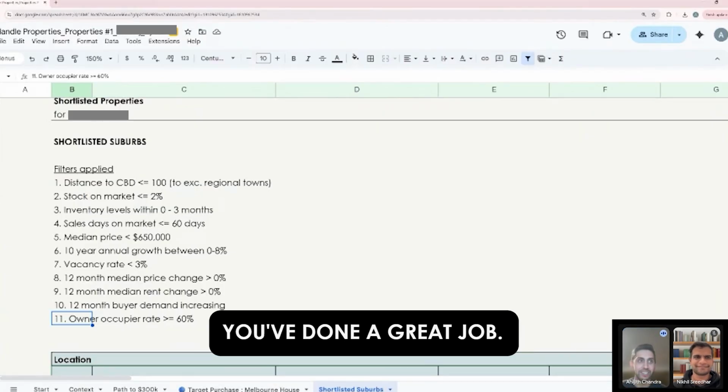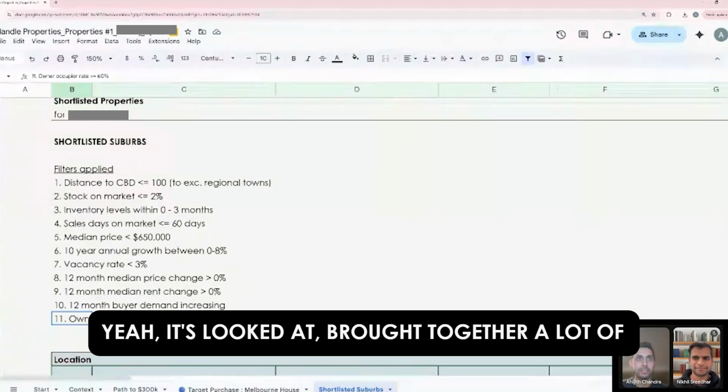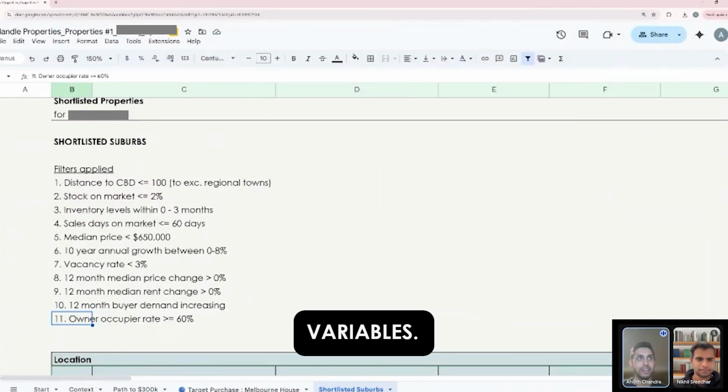You've done a great job. It's looked at, brought together a lot of variables.